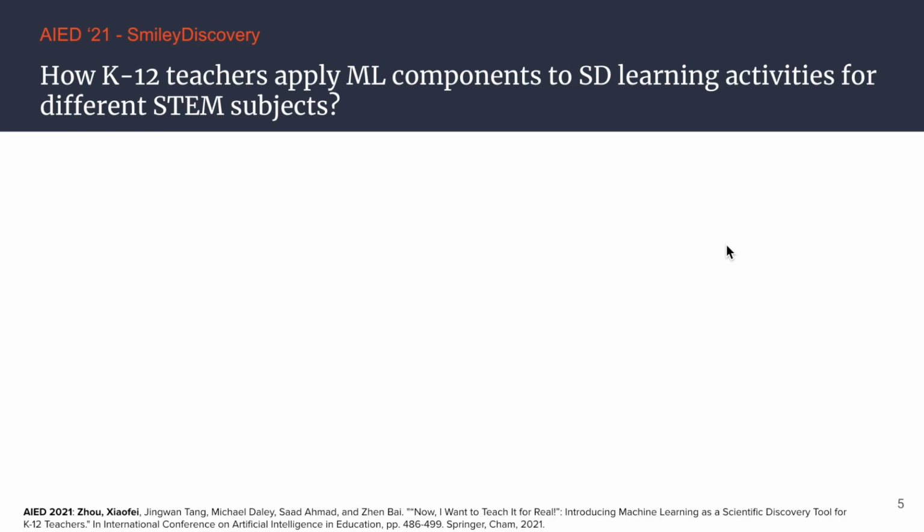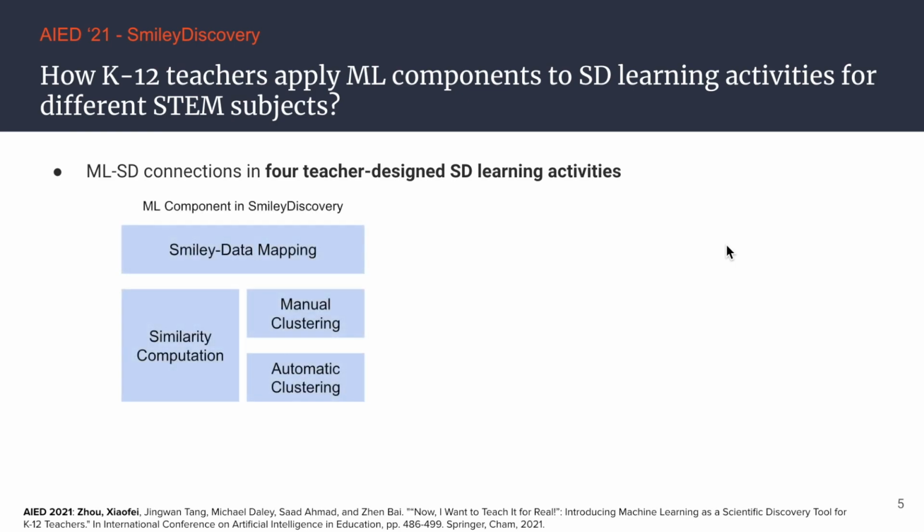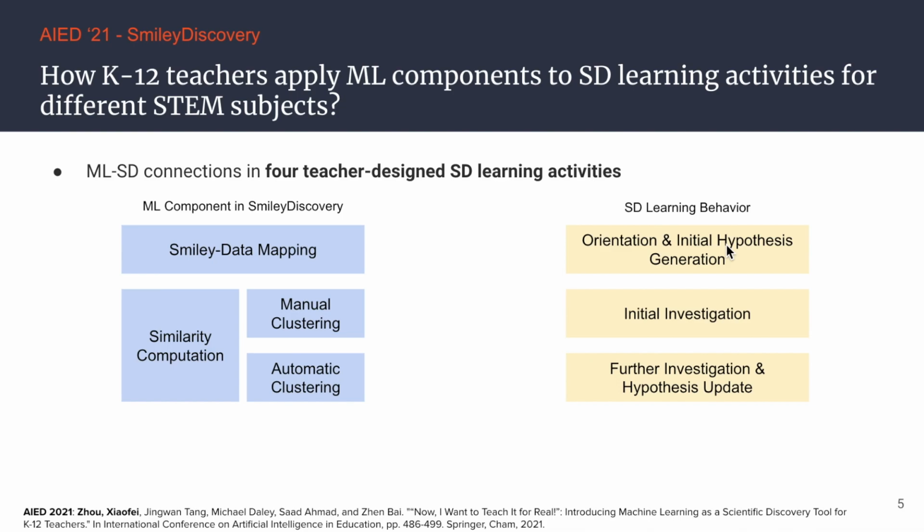Previously, to study how K-12 teachers apply machine learning components to scientific discovery learning activities for different STEM subjects, we conducted a small-scale co-design workshop study with in-service K-12 STEM teachers. We provided a list of machine learning components related to K-means clustering, including data mapping, similarity computation, manual clustering, and automatic clustering. And we guided teachers to create scientific discovery learning activities that involve orientation and initial hypothesis generation, initial investigation, and further investigation plus hypothesis update.